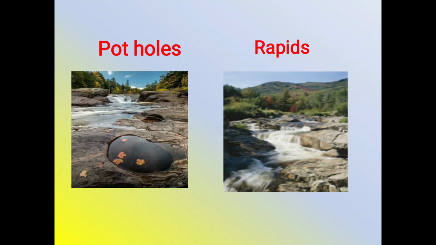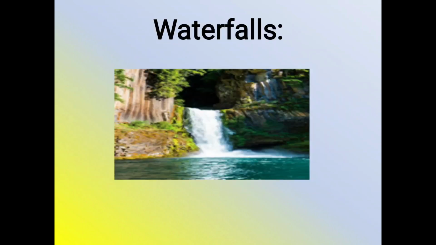Now, the next feature is rapids. The rapids come into existence in the course of the river where the layers of the rocks are hard and these rocks are eroded continuously. The river bed becomes steep where it crosses the hard rocks. The water tumbles down sloping segments of the river bed, which is known as rapids. These are like stair-like forms.